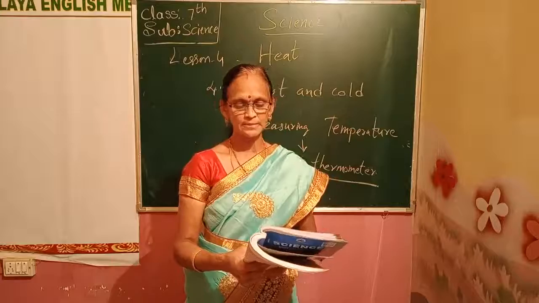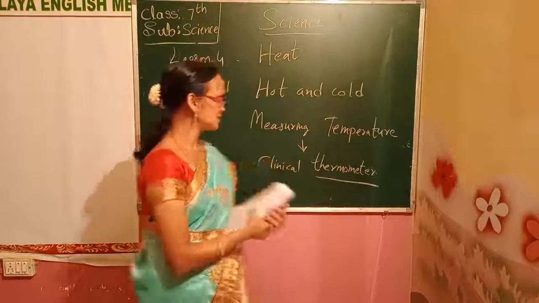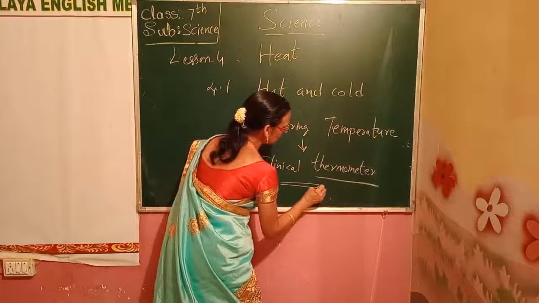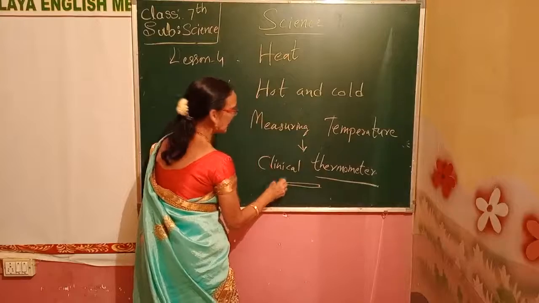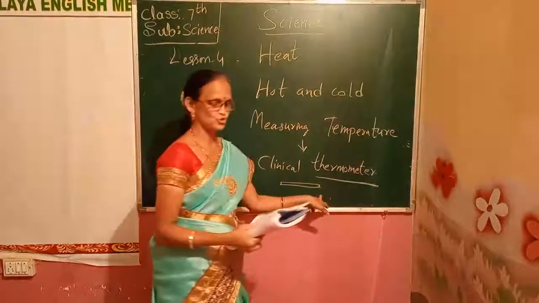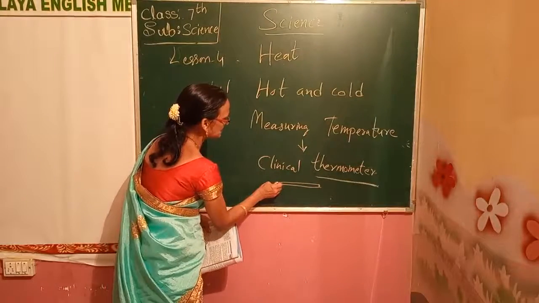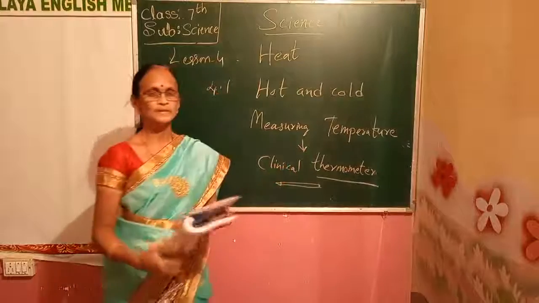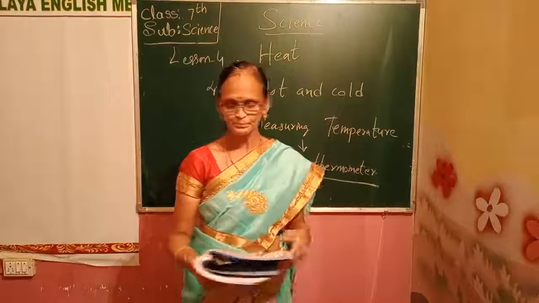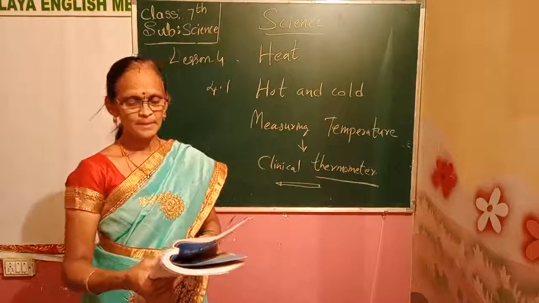The clinical thermometer consists of a long, narrow, uniform glass tube. It is a long, narrow, thin glass tube, and it has a small bulb here. Yes, this is a bulb here, and this is a glass tube. A bulb containing mercury.